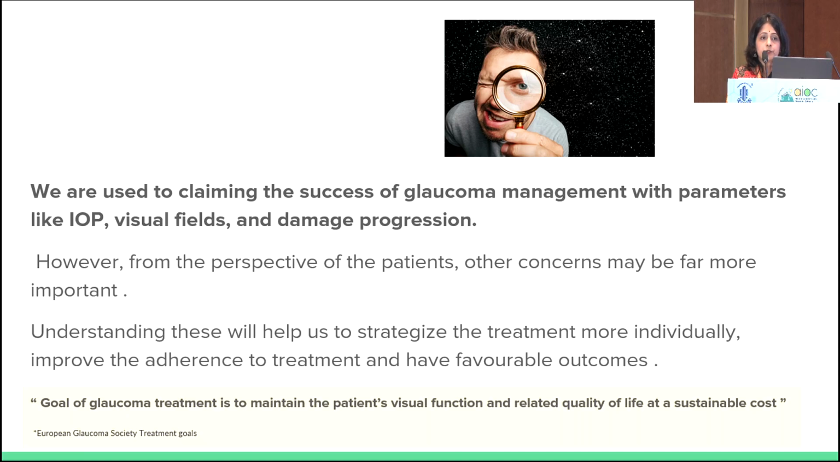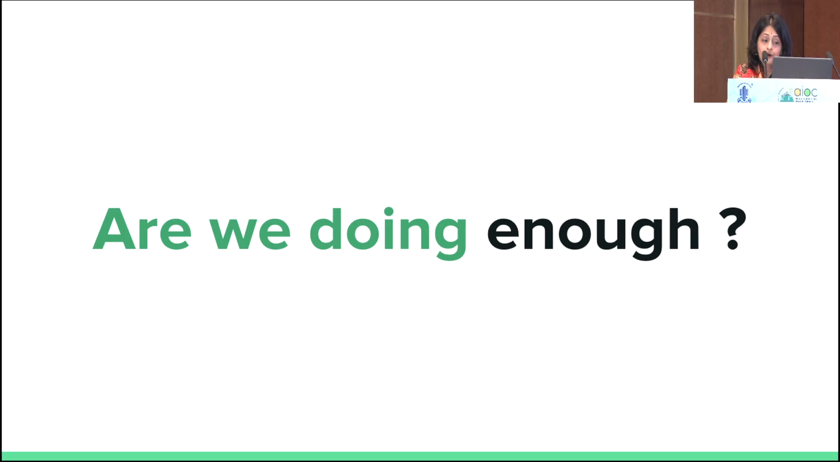We are often used to claiming the success of glaucoma management with parameters like IOP, visual fields, and damage progression. But from the perspective of the patient, the other concerns may be far more important. Understanding this will help us to strategize the treatment more individually and improve the adherence. After all, the goal of glaucoma treatment is to maintain patients' visual function and related quality of life at a sustainable cost. So, are we doing enough?